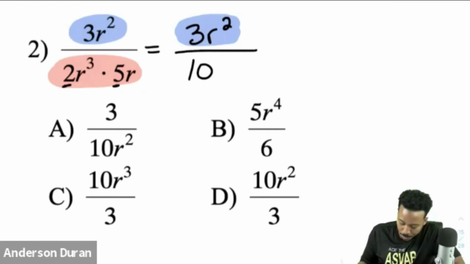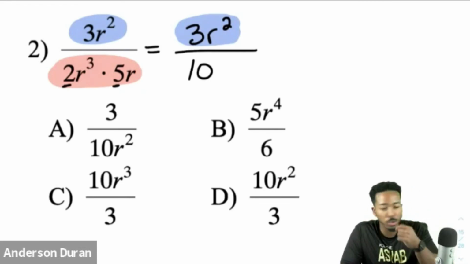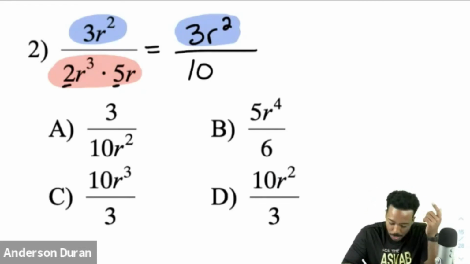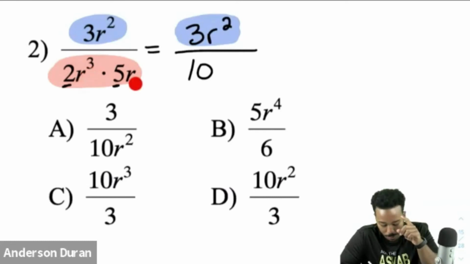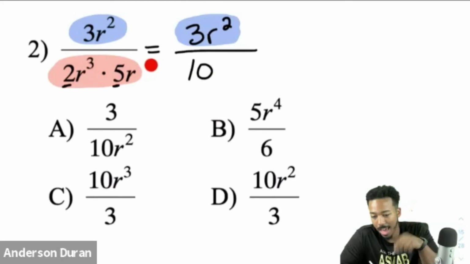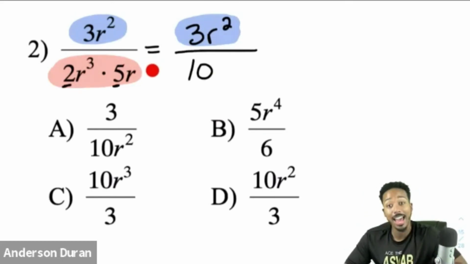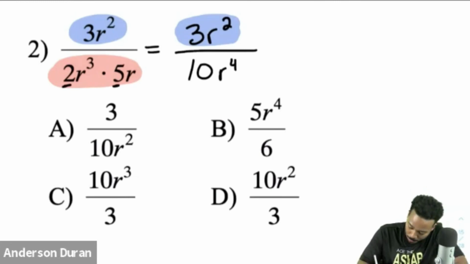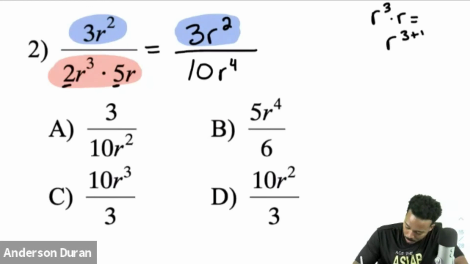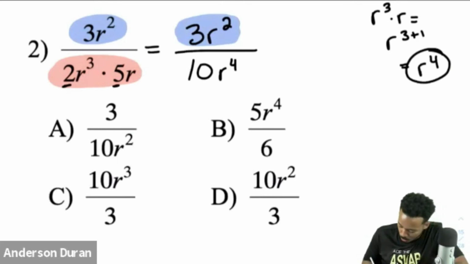All right, cool. And then if we have r cubed multiplied by r, wait, hold up. What exponent is going to be on the r? I don't see an exponent right there. Yes, that's going to be a 1. So if we have r cubed times r to the 1, what do we do with those exponents again? Add. We add them, exactly. So we're going to have r to the power of 4. And that's what we have now.